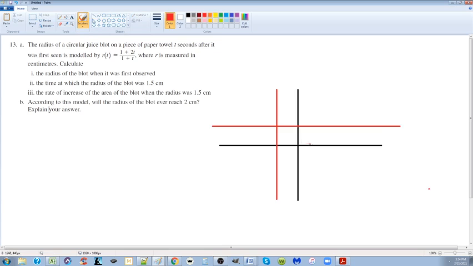If I know that 0, 0 here is right there, and I want to figure out whether it lies here or here, I plug 0 in like we did before. And that told us that it was 1, remember? So that means that at time 0 the radius was 1. So when I find that here, it's right there.